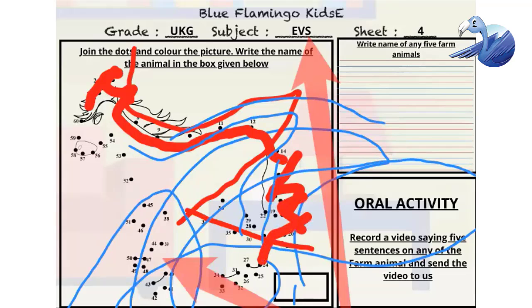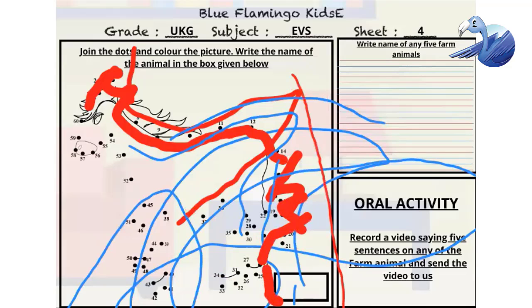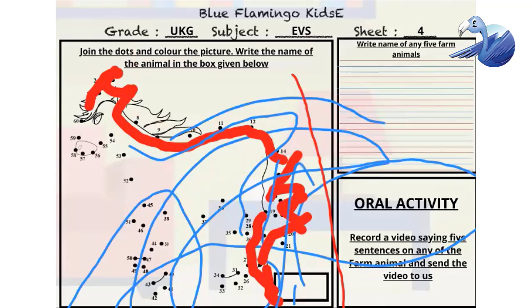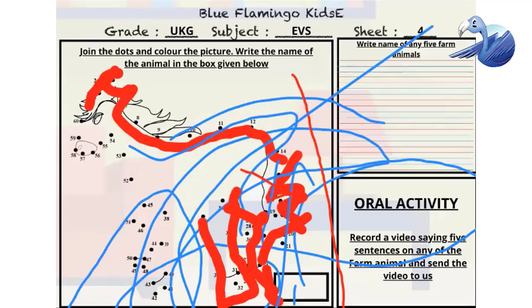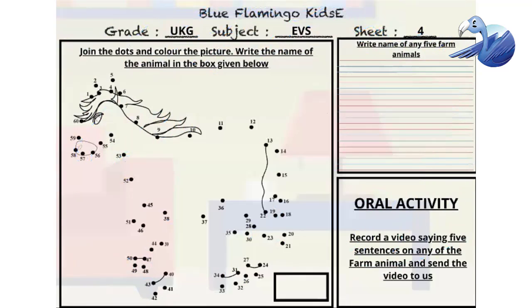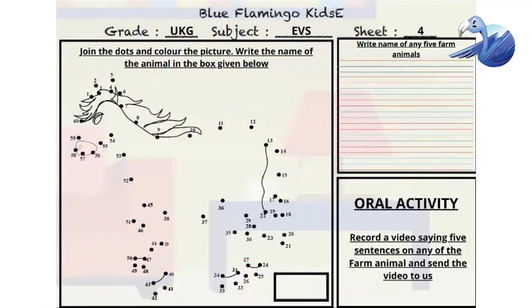1, 2, 3, 4, 5, 6, 7, 8, 9, 10, 11, 12, 13, 14, 15, 16, 17, 18, 19, 20, 21, 22, 23, 24. Okay, again I am joining the dots because I can't see anything. My screen is almost covered with the scribbling. So I have to explain again. I have to write again.